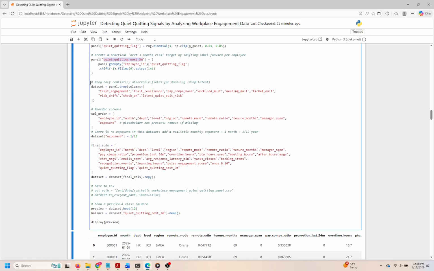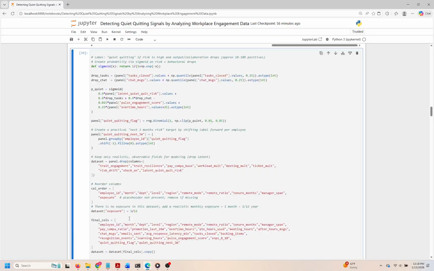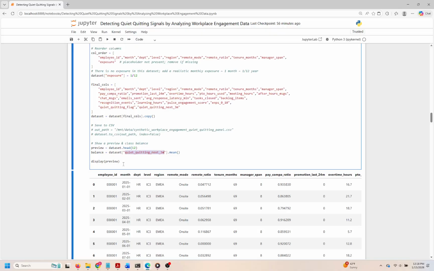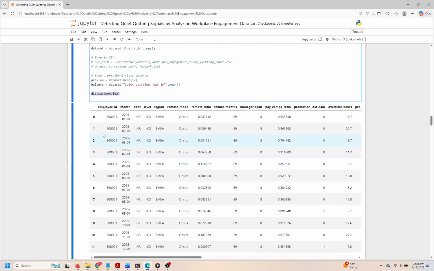After restructuring our data, we conclude this cell by preparing to save the final dataset, which will serve as a foundation for subsequent analyses. In the next cell, we will likely dig deeper into specific patterns and correlations within this refined dataset, allowing us to better understand and address quiet quitting in the workplace.